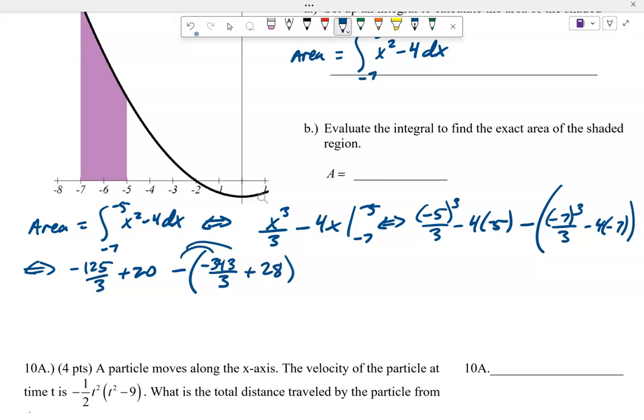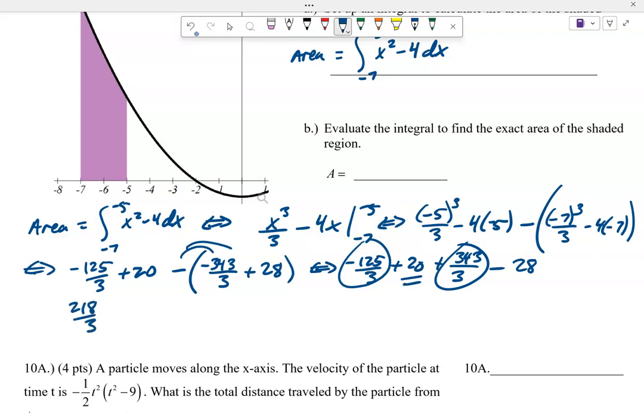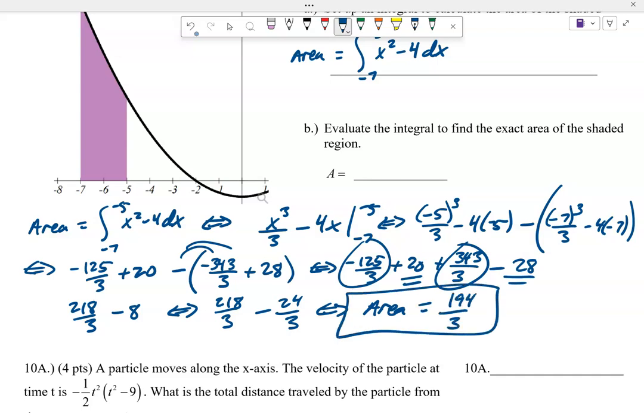Let me go ahead and distribute that negative there. So I'll have -125 thirds plus 20 plus 343 thirds minus 28. That'll give me 218 over 3. Let's see, 20 minus 28 is a -8. So I got 218 over 3 minus 24 over 3. So our area here is 194 over 3.